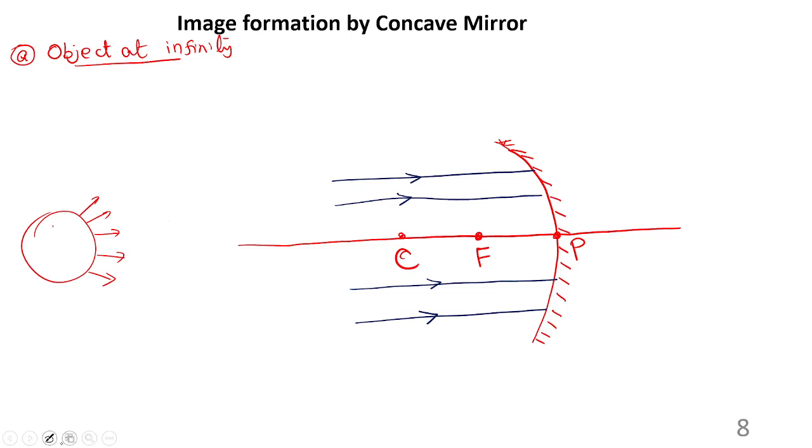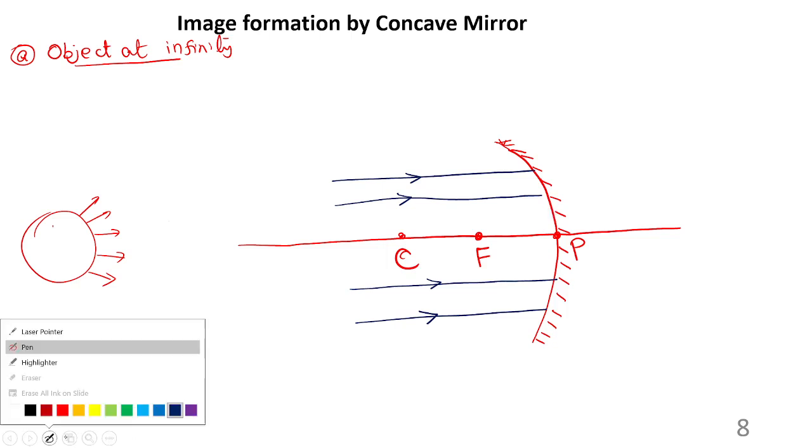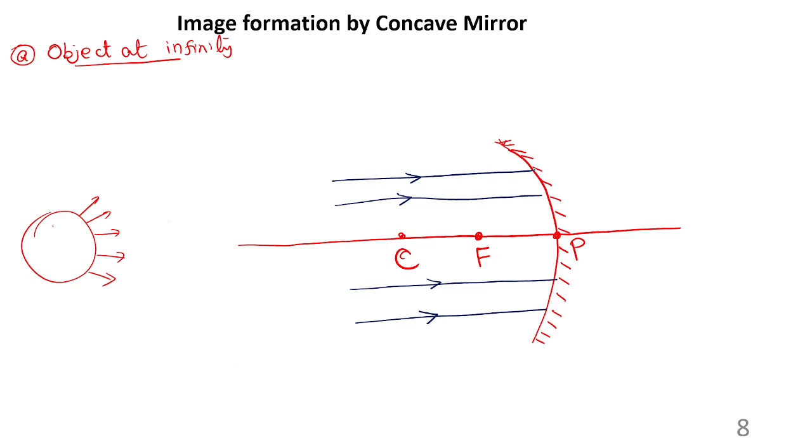Now listen, all of you please listen. The incident rays, all these rays, are parallel to the principal axis. Rays coming out of the sun, isn't it? These rays are parallel to the axis. We studied the first rule: the rays after reflection will pass through the focus like this. It is a rule we studied in the previous class, isn't it?